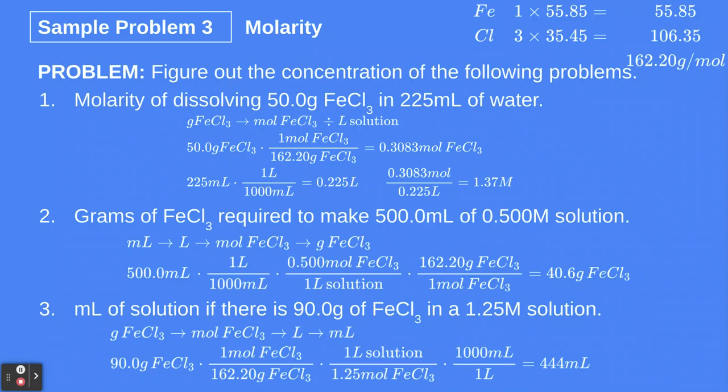And then out of liters of solution into moles using the molarity, 0.500. Big M stands for 0.500 moles per 1 liter. And then get it out of moles and into grams using that conversion factor there, the molar mass. And then the last one, figuring out how many milliliters of solution there are if 90 grams of iron chloride are in a 1.25 molar solution.